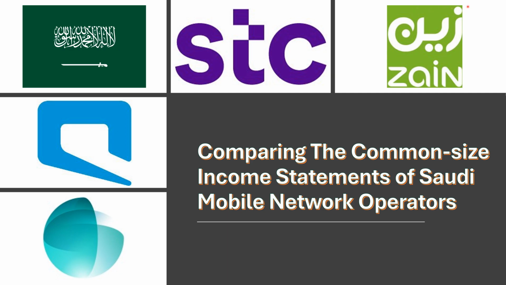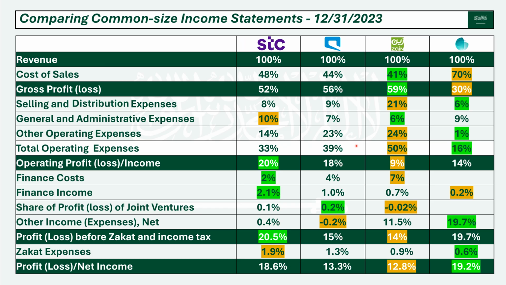In this episode, we're going to compare the common size income statements of the very same Saudi mobile network operators, STC, Zain, Mobily, and Go Telecom. So we're going to compare the income statements.